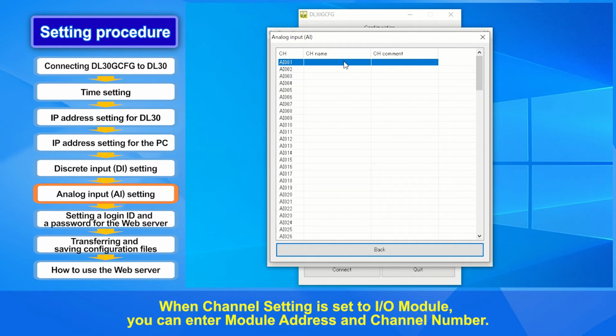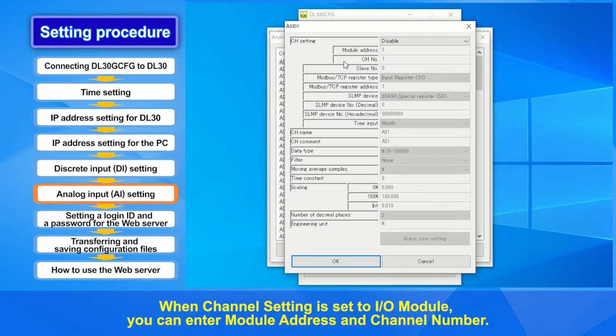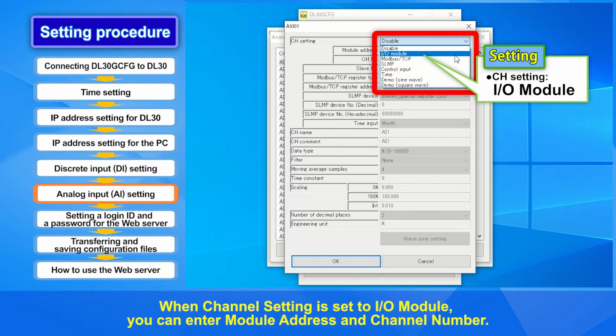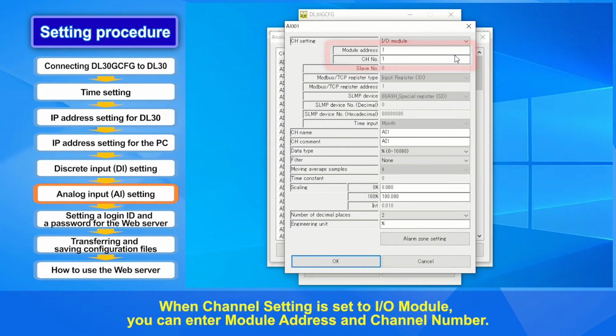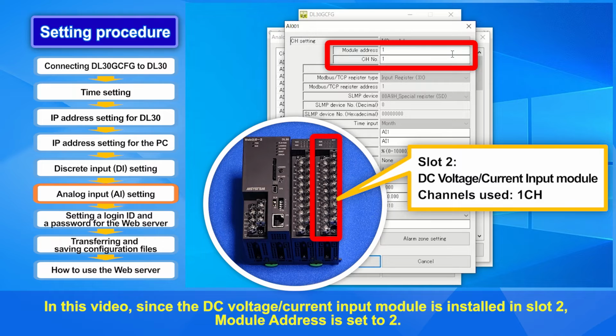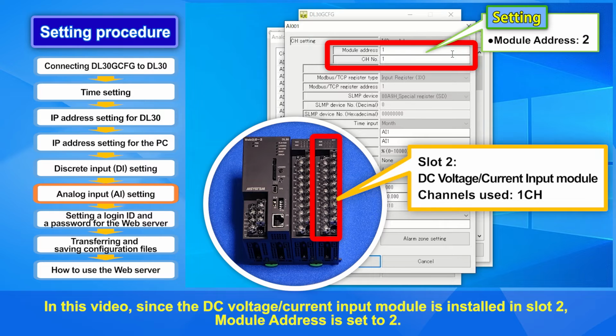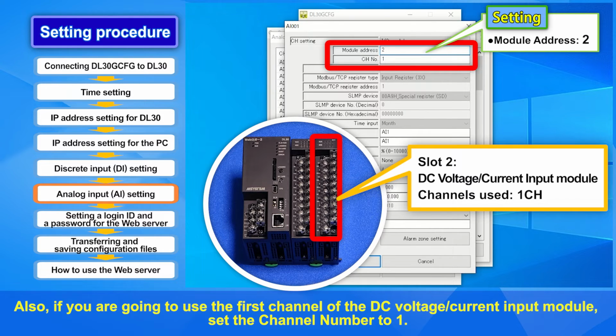When channel setting is set to I/O module, you can enter module address and channel number. In this video, since the DC voltage current input module is installed in slot 2, module address is set to 2. Also, if you are going to use the first channel of the DC voltage current input module, set the channel number to 1.